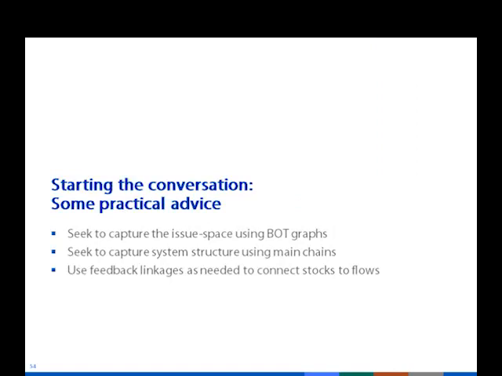I'll leave you with some practical advice. First, when you're facing a systems issue, seek to capture the issue as a behavior over time using one or more bot graphs. There's lots of value to be gained from this activity. Second, see if you can use main chains to capture system structure. Again, there's lots of potential value added by creating a system backbone. Finally, use feedback linkages, like we did in the rocket stove example, to represent the drivers of flow processes in the system.